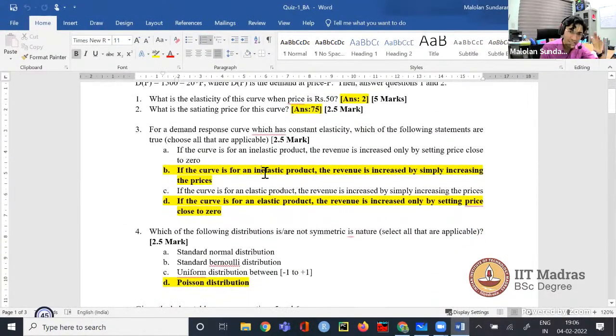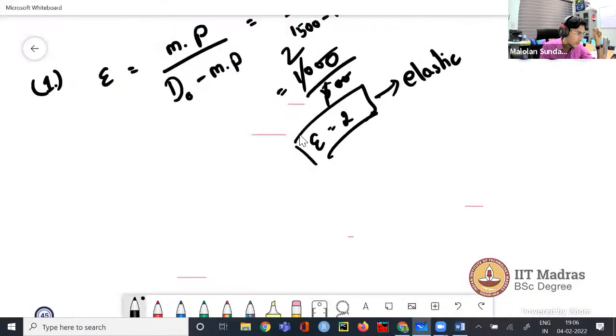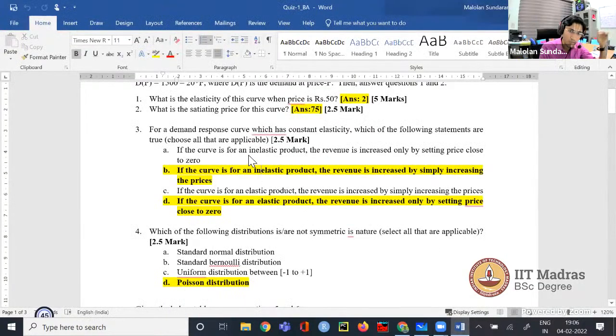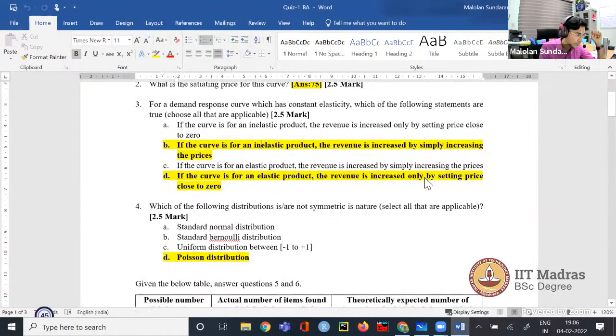Question number 3 is a direct question from the contents. If you want the answer to question number 3, you will have to visit week 3, the lecture on linear response curves, and at around 10:40, this discussion will happen. So just go there. It's direct content from your videos, so you'll be able to find it there.